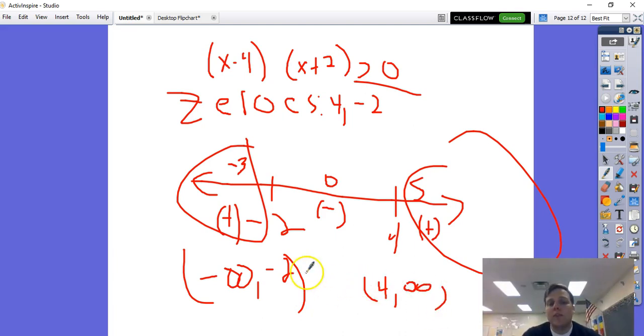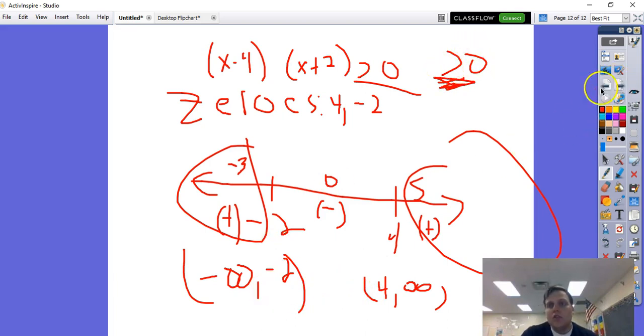Now, why am I using parentheses on the negative 2 and the 4? Because it's not equal to here, right? It was just greater than 0. It wasn't equal to. If it had been greater than or equal to, then the negative 2 and the 4 would get brackets. But since it did not have the equal to, it's just parentheses.